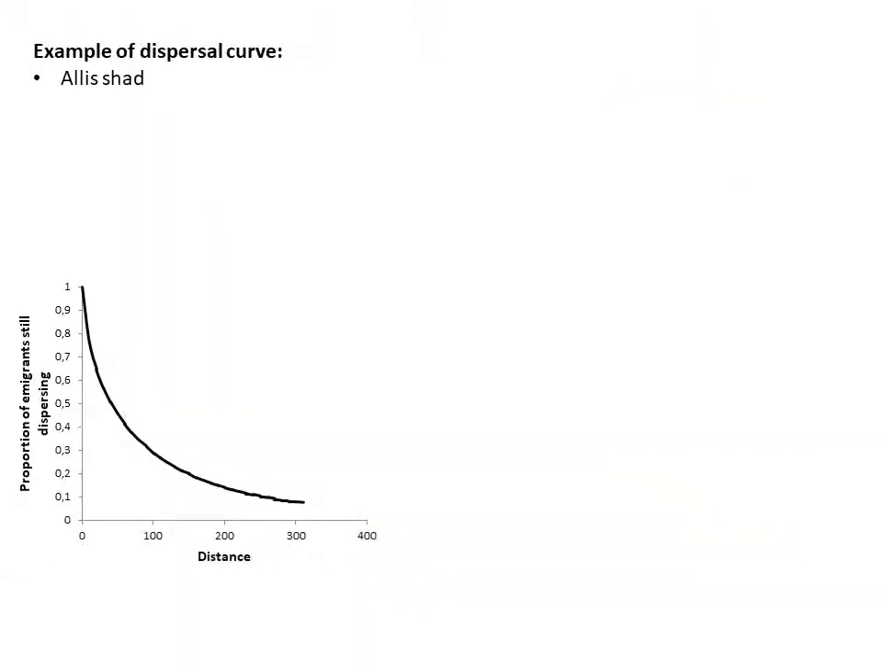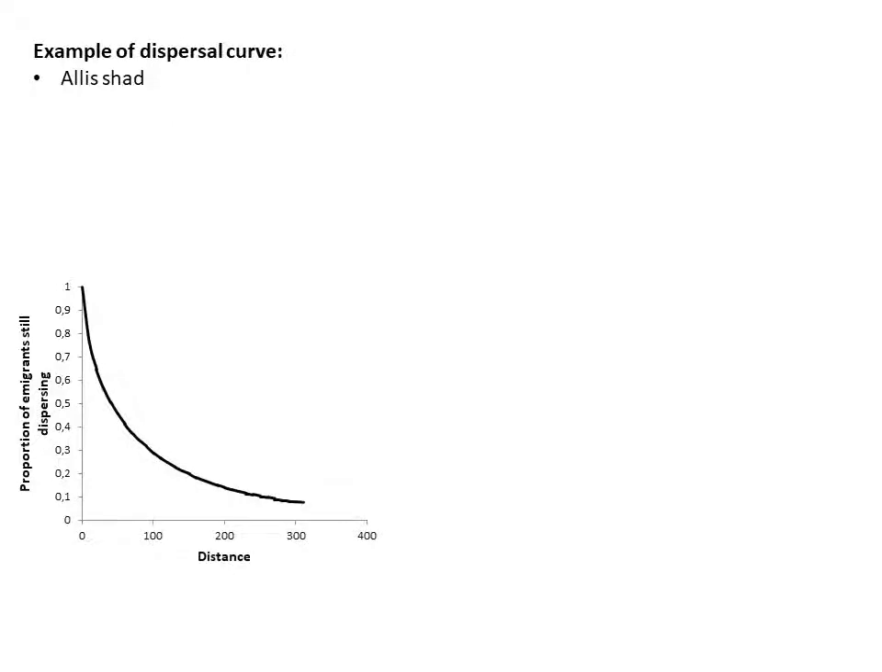So we can see these dispersal curves in action using an example. So here's the curve for Allis shad. And we can see that the slope of this curve is actually kind of steep. So this means that most of the fish are moving a relatively short distance, so less than 100 kilometers. But we do still see some fish that are moving a longer distance. And so we use this curve to calculate where fish are moving from a particular catchment. And we're doing this for all of the catchments that are included in the model.